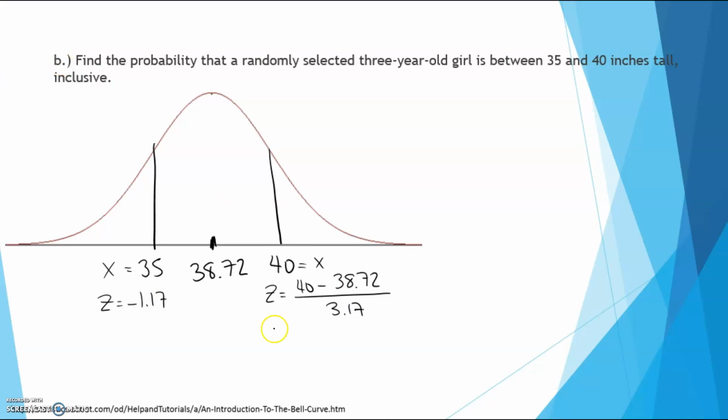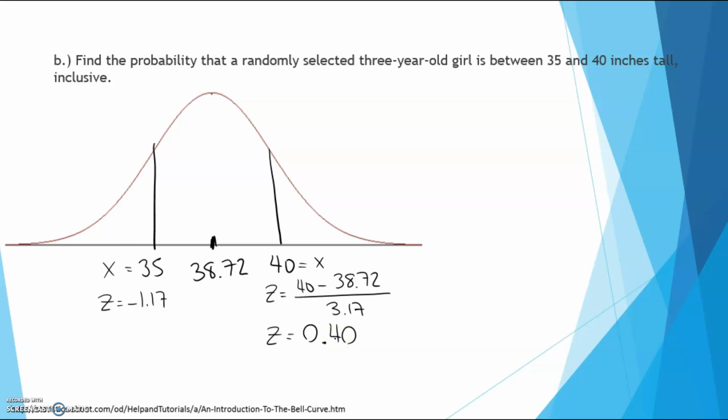Okay, so our z-score, since it's above the mean for the 40, since we got a mean right here and our value that we're looking at is 40, which is above the mean, we're going to get a positive z-score. So the z-score that you would get for that one would be 0.40.